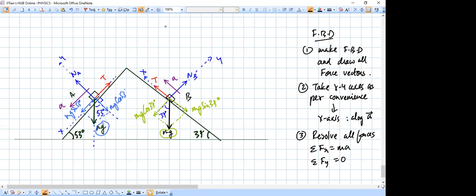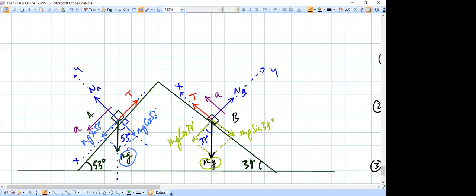I'm coming to the equation solving part, but first of all, just understand the free body diagram. I've taken separate resolution for body B and separate resolution for body A. It's not a common system for A and B. Their FBDs are actually separate. Understanding the point?